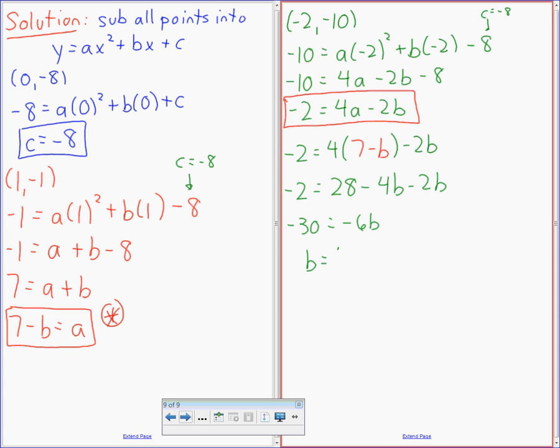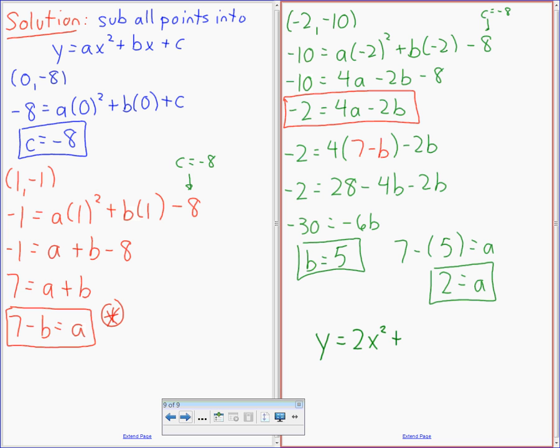And b equals 5. Then I'm going to say 7 minus 5 equals a. I got that from the starter thing on the left-hand board. So 2 equals a. All right, Aiden, to finish off, can you give me my finished equation? Good, so y equals 2x squared plus 5x minus 8.